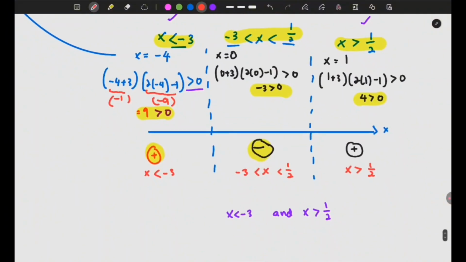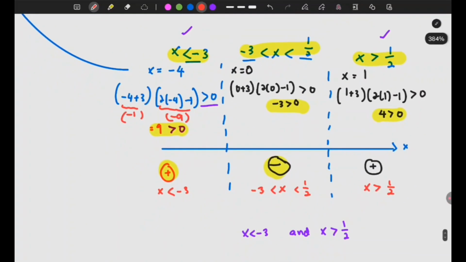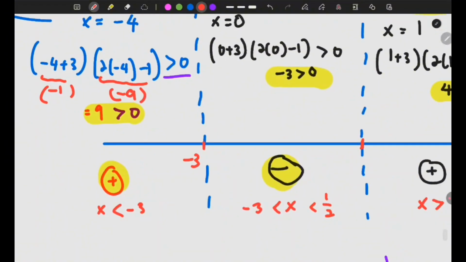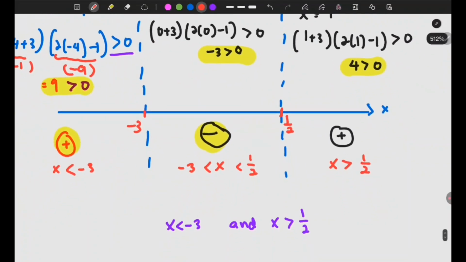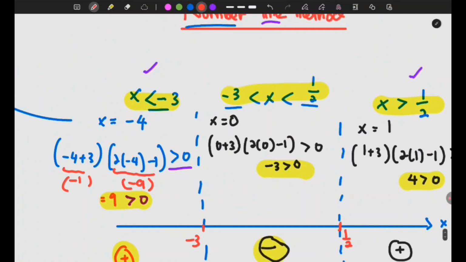Oh yeah, don't forget. Here you put a number. What number? The roots. Here's negative 3. Here's 1/2. But this one is not so important. We don't really care about that. I think if you didn't put the negative 3 and 1/2 also, it doesn't matter. They will really check the range and then the testing point. What value you put. You have to show them the testing point, either x equals negative 4, x equals 0, x equals 1. Show them.